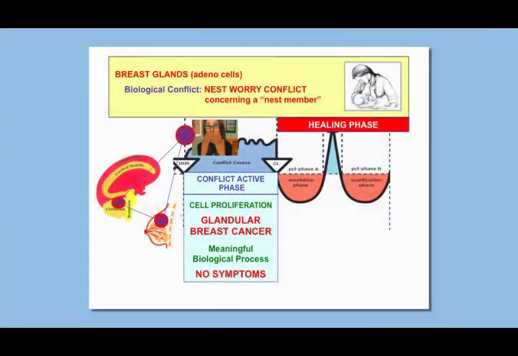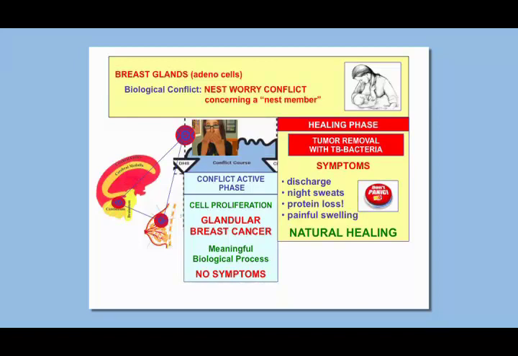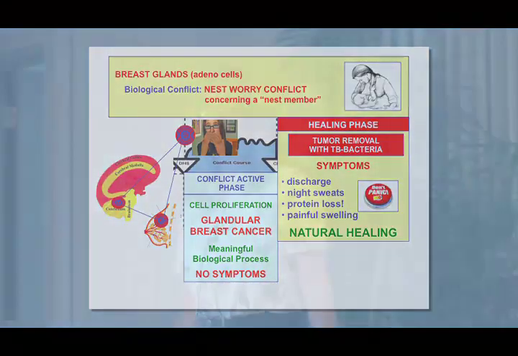So let's see what happens during the healing phase. As we have learned with the fourth biological law, the moment the conflict is resolved, if the woman carries tubercular bacteria, then the tumor will be broken down and decomposed. Okay? So that is, I like to call it a construction site.